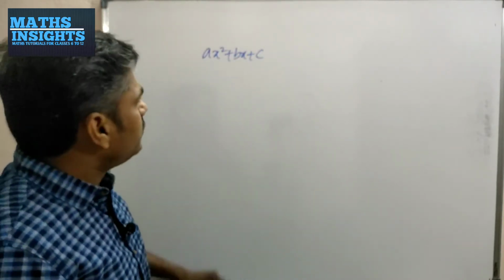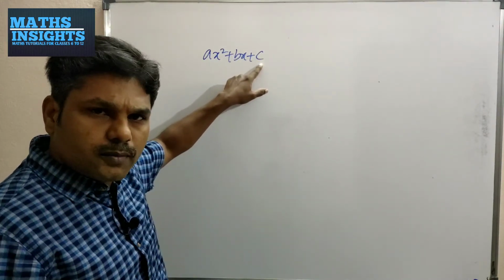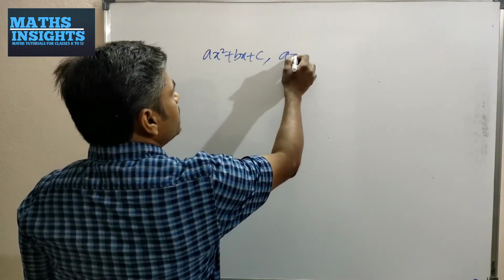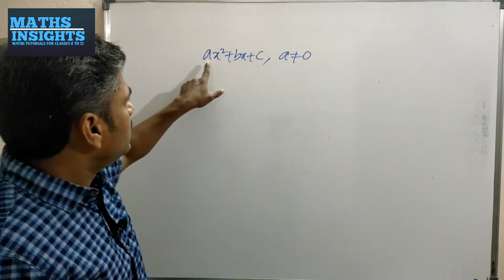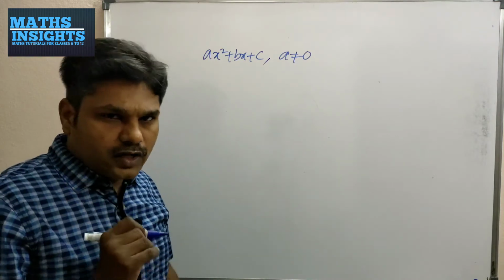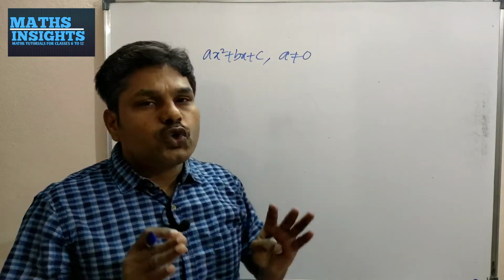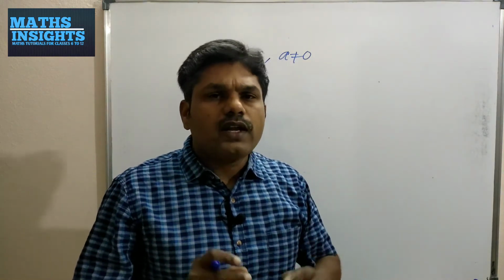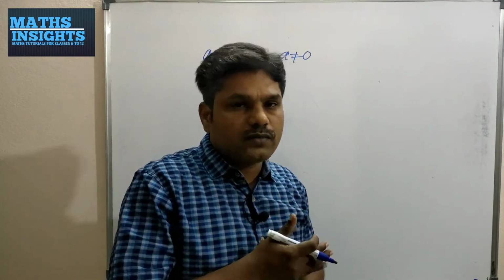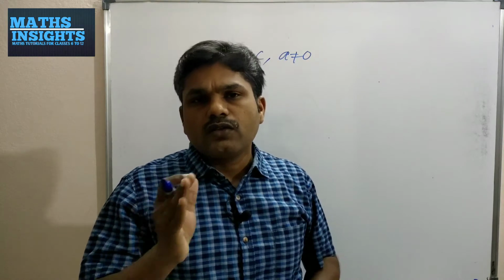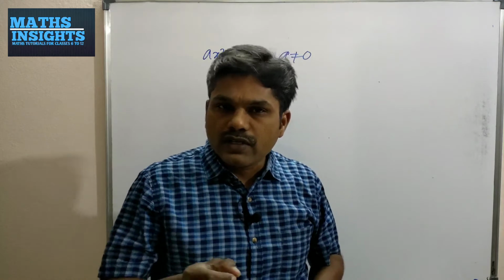This is the general form, where a, b, c are constants which are real numbers, and also care should be taken that a should not be equal to 0. If a becomes 0, this will become a linear polynomial. Now this quadratic polynomial will have two roots, two zeros. Let those zeros be alpha and beta, like we discussed previously, minus 2, minus 2. Those minus 2, minus 2 I am naming here as alpha and beta.